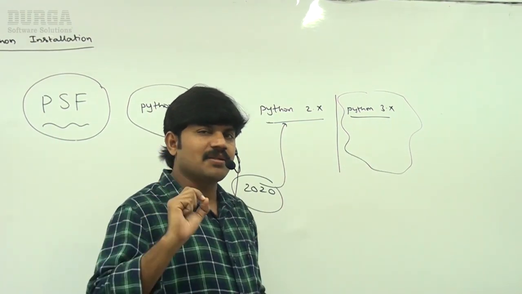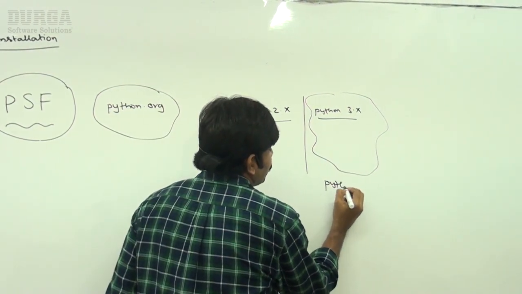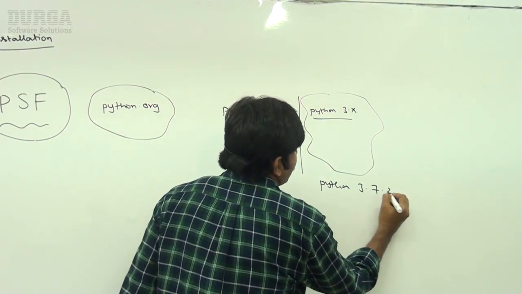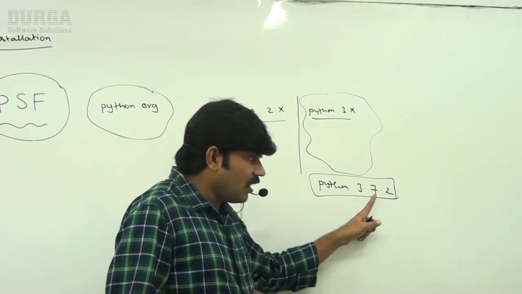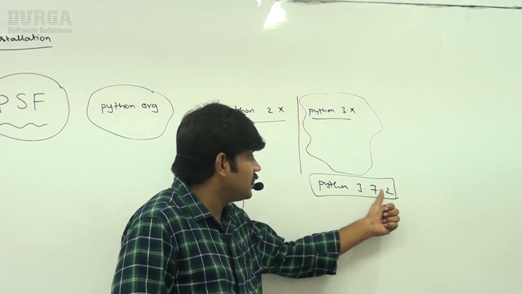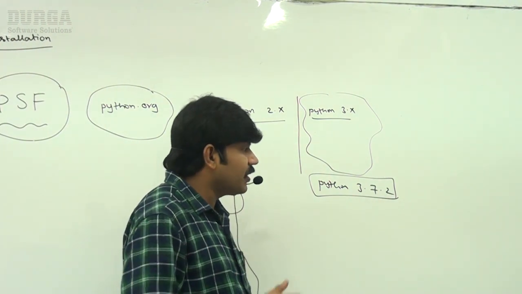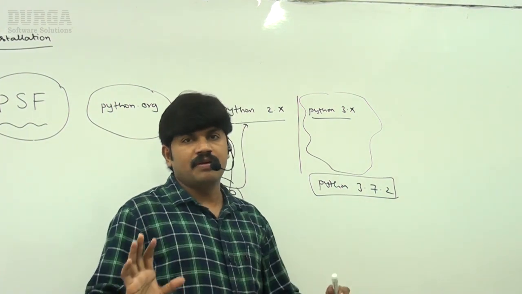The latest version as of today is Python 3.7.2. This is the exact version. This version came in December 2018. So Python 3.7.2, this version we require to install in our system.